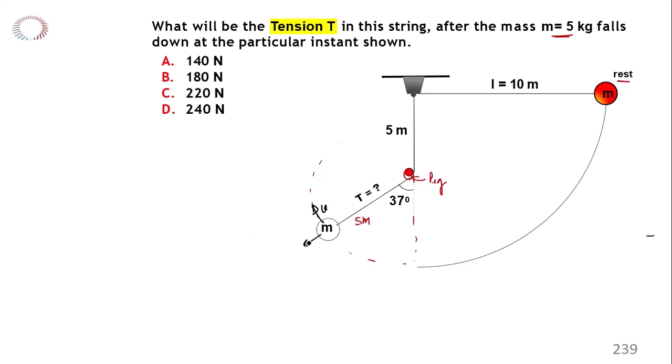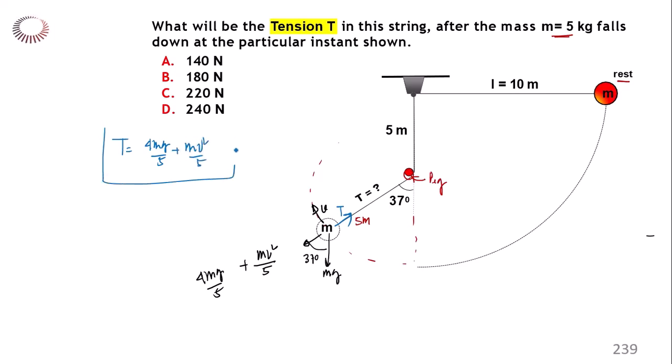Corresponding to this v, the mv square by r force will be over here. So what is R? R is 5. I am writing directly 5. And mg is there, vertically downward. So if this angle is 37, this angle is also 37 degree. So the mg cos 37 component will be added up. So mg cos 37 means 4 mg by 5. And that should be balanced by the tension force acting in the opposite direction. So in this direction the tension is acting. So I can write T should be equal to 4 mg by 5 plus mv square by 5. So I have to calculate the v value, then put it over here.